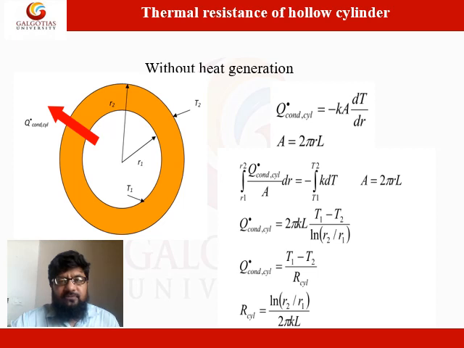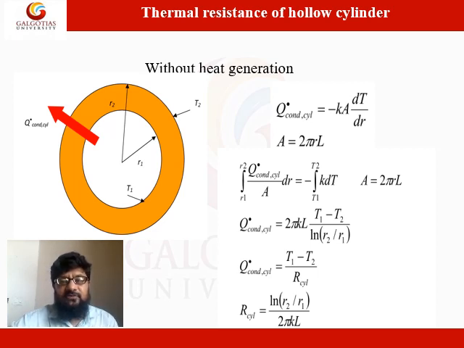Let us calculate the thermal resistance of a hollow cylinder. So if we take a hollow cylinder whose inner and outer radius are R1 and R2, the temperature at the inner radius R1 is T1 and the outside temperature at the distance R2 is T2. And suppose Q dot is the heat flux conducting through this slab.